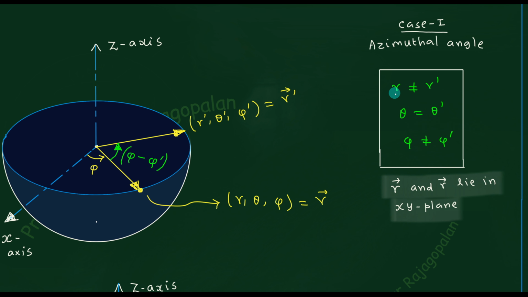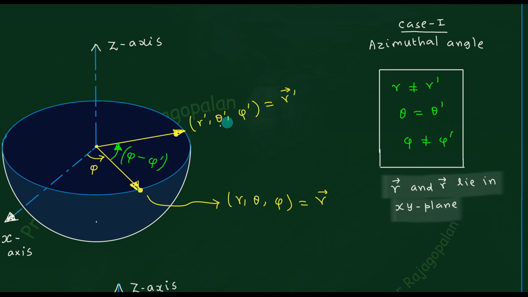In the most general situation, r need not be equal to r prime. That means the 2 points that I am showing here need not be on the surface of the sphere. One of them can be inside also. If you reduce the length of the arrow, the point will be here. Even then phi minus phi prime is valid, right? Even then it is valid. So the point need not lie on the surface of the sphere.